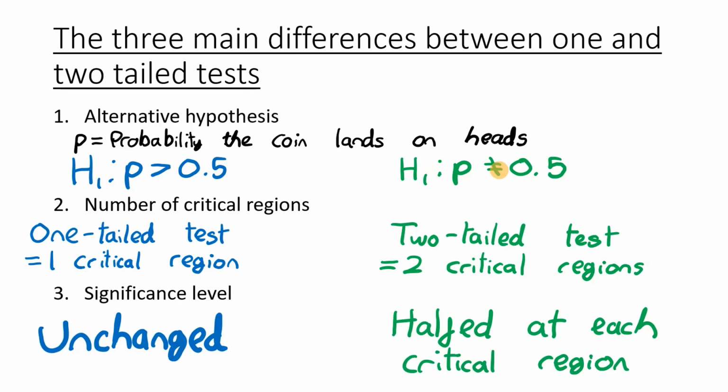And the third difference, and this is the one that most students forget, is the significance level. For a one-tailed test, we've seen this already in this video, the significance level is unchanged. However, for a two-tailed test, the significance level is halved at each critical region. So let's say that the significance level is 5%. When we are testing each critical region, the significance level will only be 2.5% because it is split in either direction between the two critical regions.